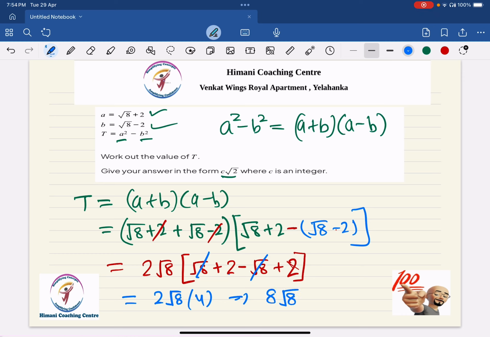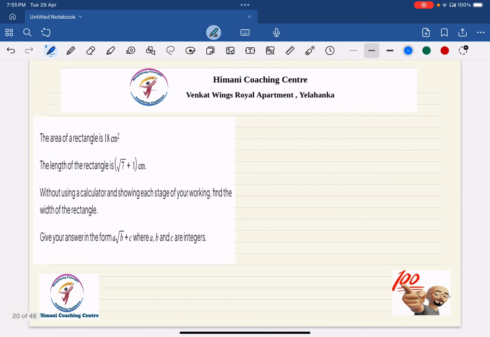Okay. Now we have to give the answer in the form of c root 2. So now see root of 8. What can I write root 8 as? It is 4 times 2. Square root of 4 is 2. So we will get 8 times 2 root 2. And the answer is 16 root 2. So C is 16 here. Okay. So we have done this question and we have utilized the formula a square minus b square equals a plus b into a minus b. Now, let us go to the next question.